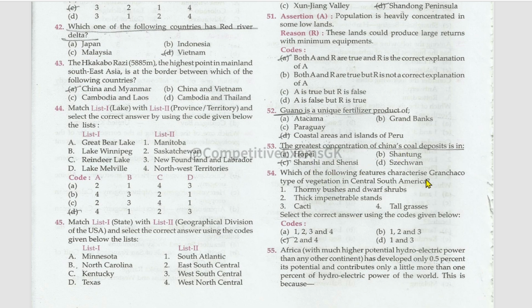Which of the following features characterize the Gran Chaco type of vegetation in Central South America? Thorny bushes and dwarf shrubs, no. Thick impenetrable stands, right. Cacti, right. Tall grasses, snowfalls. 2 and 3 are the features characteristic of Gran Chaco type of vegetation in Central South America.